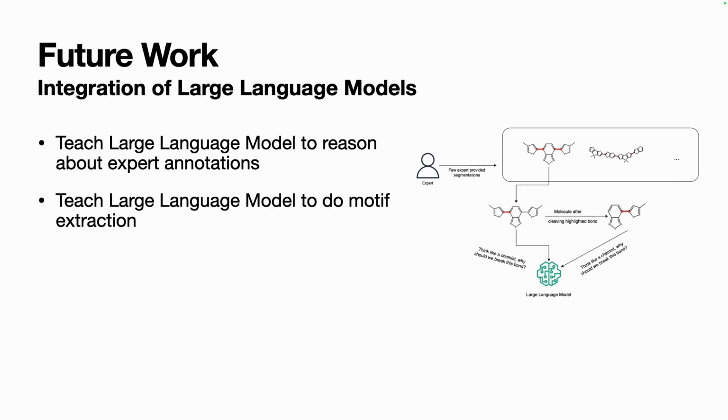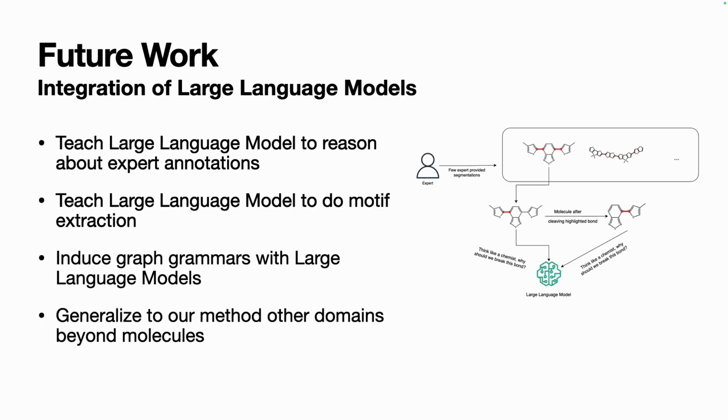As future work, we hope to integrate large language models for automating our workflow further, while incorporating expert knowledge still. One ongoing extension is to teach large language models to reason about the expert level task of fragmenting a molecule. And we can give it some demonstrations and expert reasonings in order to bootstrap this process. Personally, I'm interested in how large language models can induce graph grammars in general, and also how our method can generalize to other domains beyond molecules.